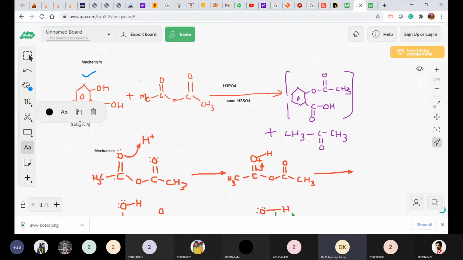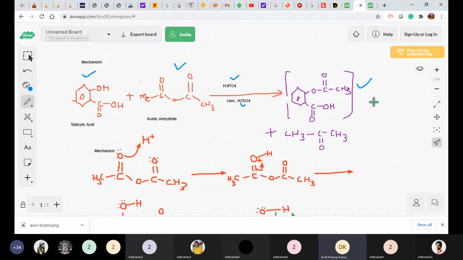Salicylic acid. Now is it visible? Yes, sir. And this is acetic anhydride. Let me write its name, acetic anhydride. So this is our acetic anhydride and this is salicylic acid. They react in the presence of phosphoric acid or concentrated H2SO4 to form acetyl salicylic acid. This is acetyl salicylic acid, or we can say aspirin.